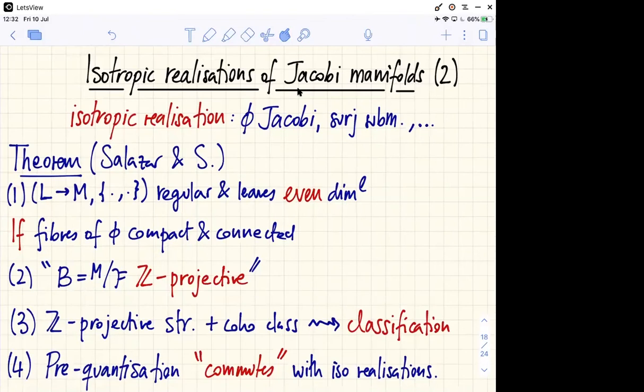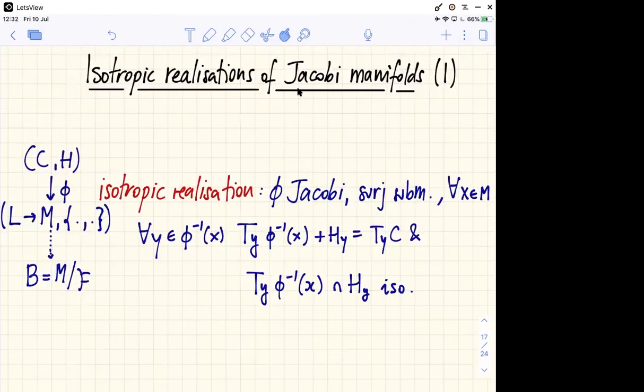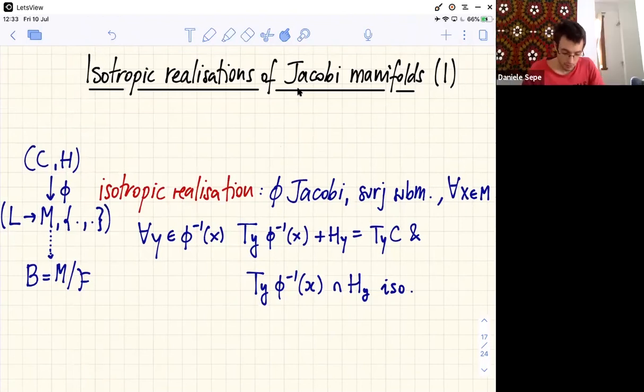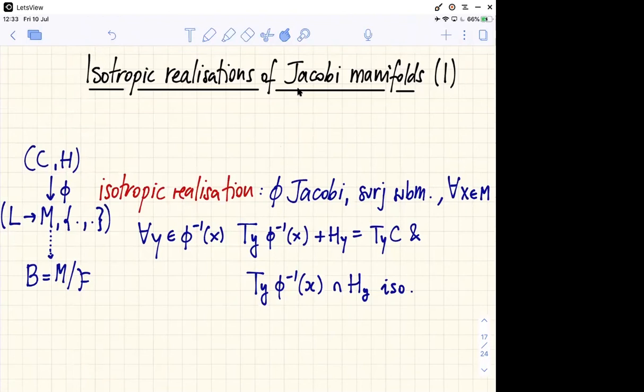Yes. Can I ask you a question about this definition? If I understand, you can define contact reduction, right? So you can also define multiplicity free actions. And this condition that you have just amounts to multiplicity free?